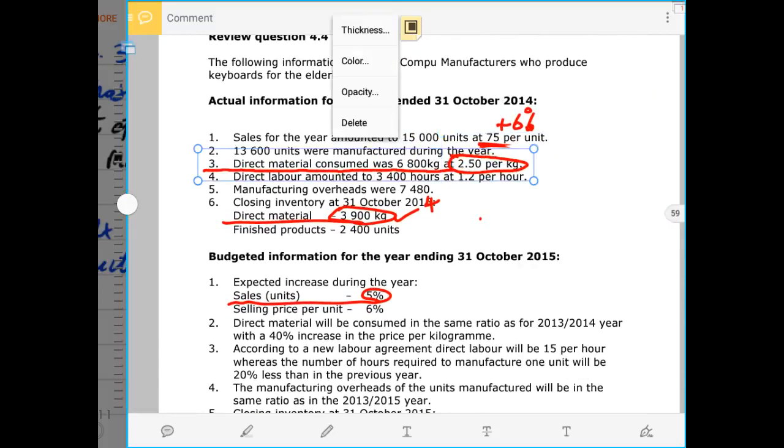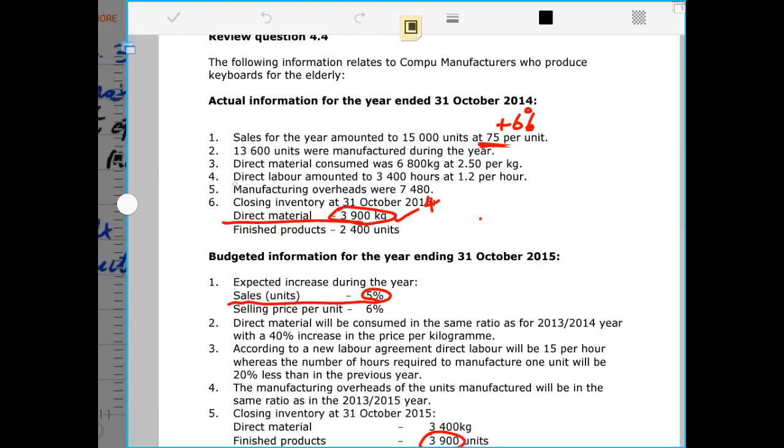If we are not given that, then we'll see how we can calculate. When it comes to labor, we are given under number 4 that direct labor amounted to 3,400 hours at 1.20 per hour. So this is the labor rate per hour. And we know that the direct labor amounted to 3,400 hours.